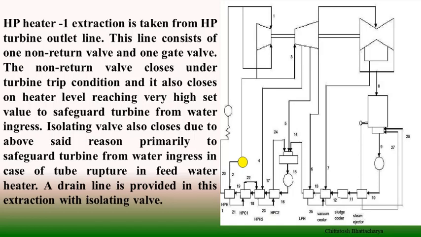There are isolating valves also that close due to high heater water level, and primarily these are provided to safeguard against water ingress. And there are also drain valves, and these drain valves are provided in the drain line, and that actually gives the cascading line connection, and they are utilized according to the heater level.